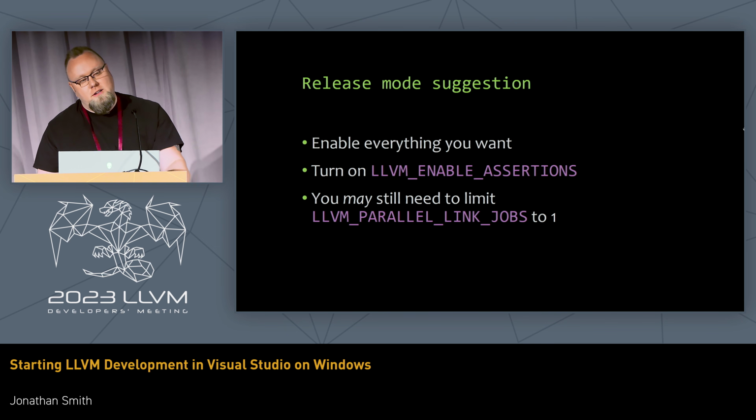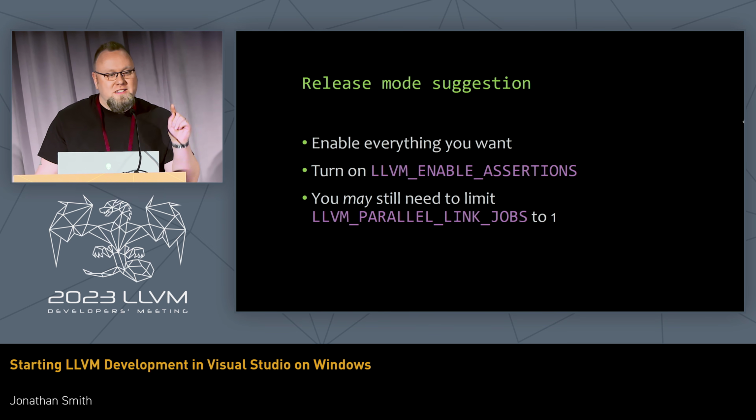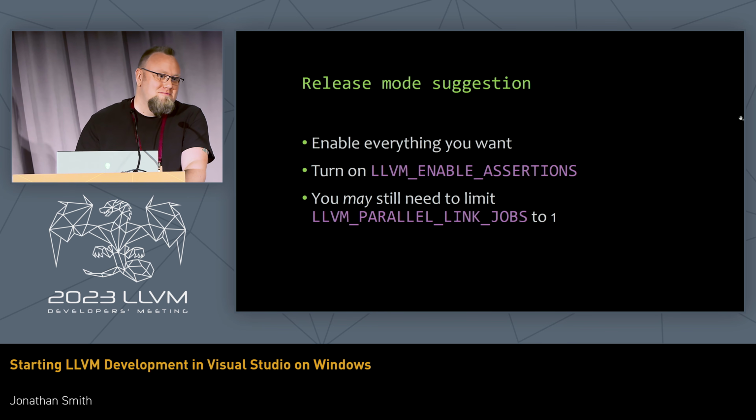Okay, yeah, that's a good question. The reason I didn't bring that up is because I didn't know about it. Thank you, that is good to know. What was the name of that? It was a CMake variable? LLVM enable PDB. That is good to know. I'm going to have to test that out.